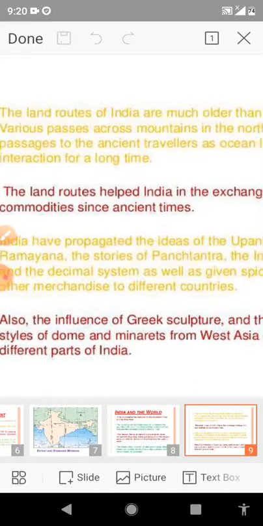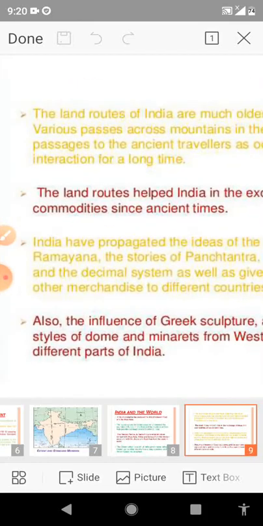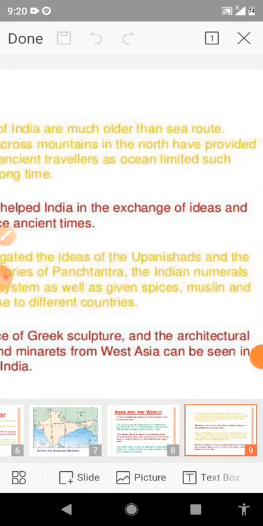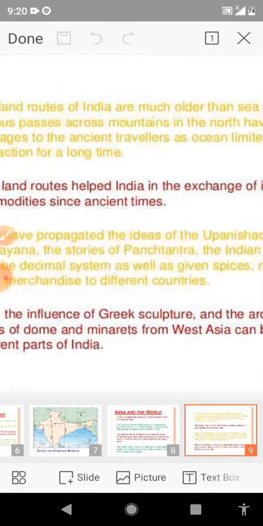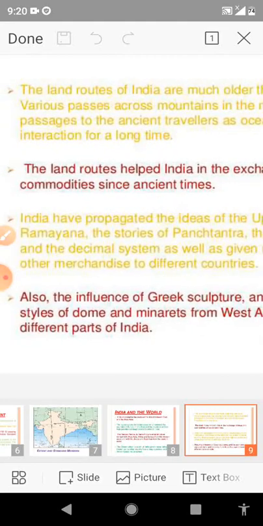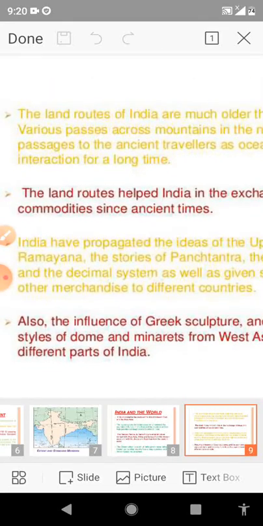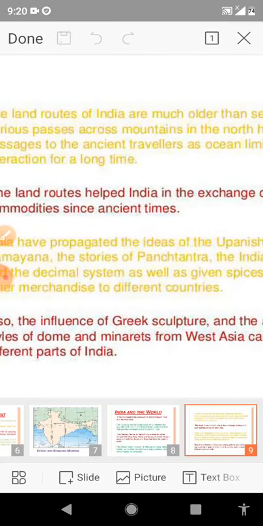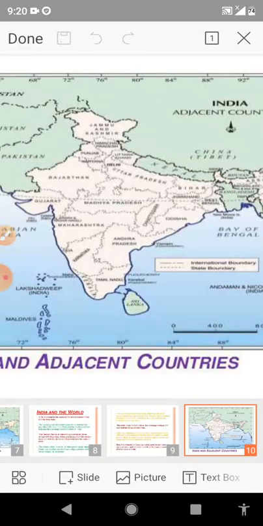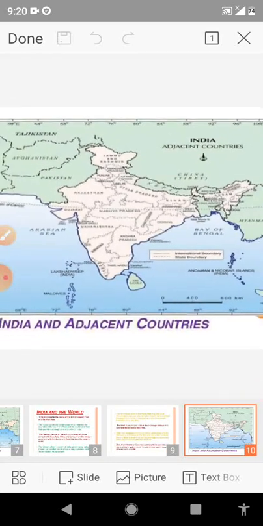And due to this strategic position only, we have been able to propagate the ideas of the Upanishads, the Ramayana, the stories of Panchatantra, the Indian numeral system, the decimal system, and also we have been able to export our merchandise to different countries of the world. This strategic position of our country also influenced the sculpture and the architectural styles we see in different parts of our country.